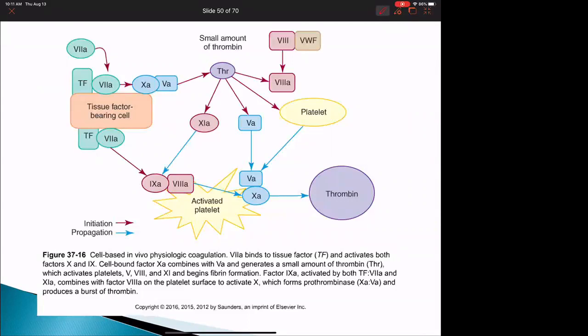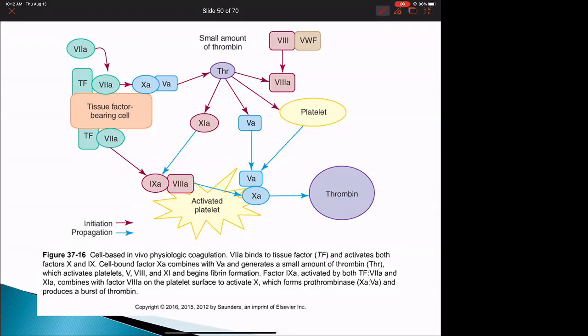Okay. All right, so in this slide right over here, this is still from your book. I'm not gonna dive into this, but this is how the cell-based model of hemostasis actually works, okay? It is the in vivo physiologic coagulation process that is happening, all right? And that is always going to begin with tissue factor and activated factor 7. So factor 7 binds to tissue factor, and then it activates both factor 10 and factor 11, all right? So it's a very different process than what we're used to with the plasma base.